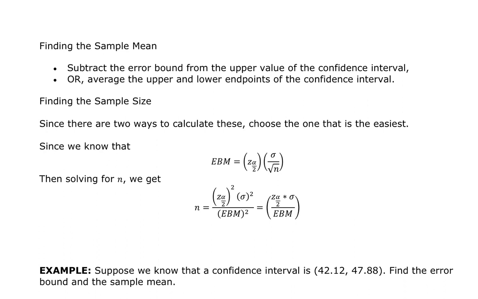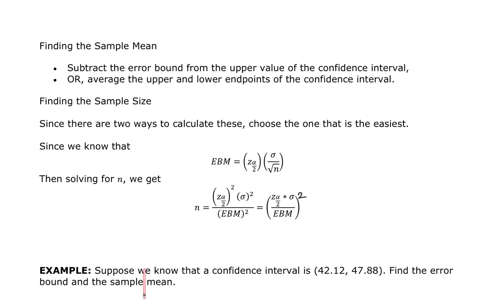Because we know that the EBM is equal to the z-score of alpha divided by 2 multiplied by sigma divided by the square root of n, I multiply both sides by the square root of n, that's why n comes over here, divide both sides by the EBM, and then square both sides to get rid of the square root. This is what I get: n equals z alpha divided by 2 times sigma divided by EBM, all squared.